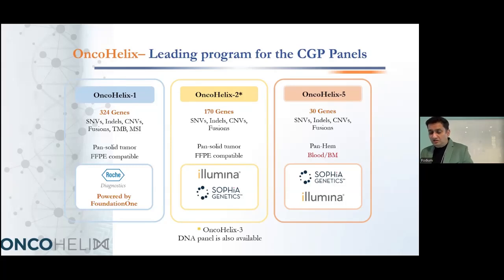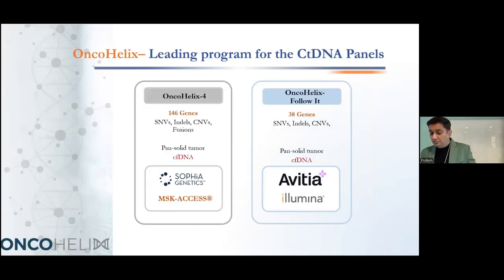The OncoHelix 2 panel, which is a TST 170 panel, is what we are doing in partnership with C3 for cholangiocarcinoma cases. This panel is being built in our lab together with Illumina and Sophia Genetics. And OncoHelix 5 is mainly a hemato-oncology focus panel. We also are one of the leading programs for liquid biopsy panels. So we have a partnership with Memorial Sloan Kettering and Sophia Genetics, where we offer a liquid biopsy 146 gene panel, again here in Calgary.